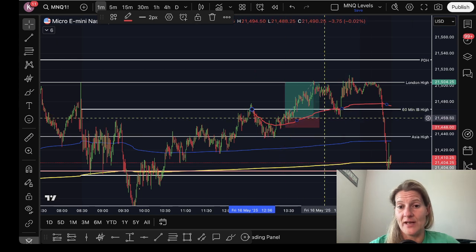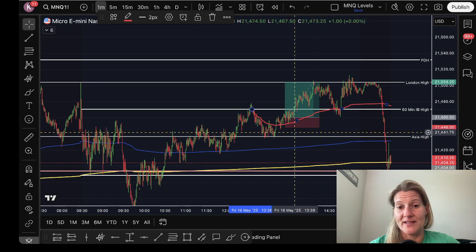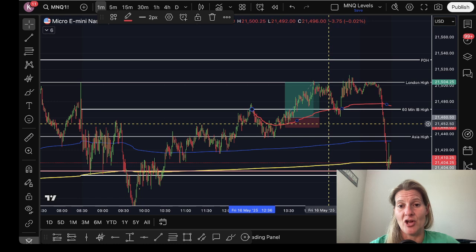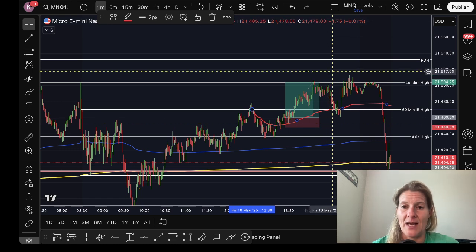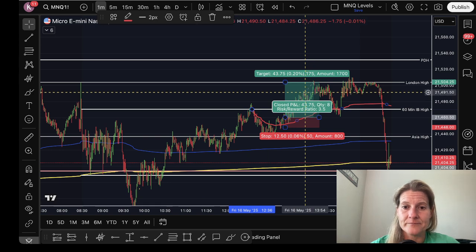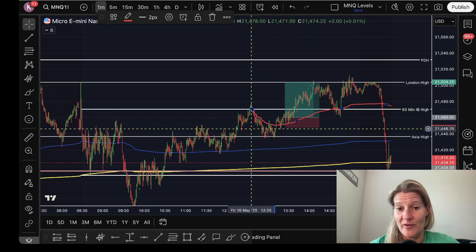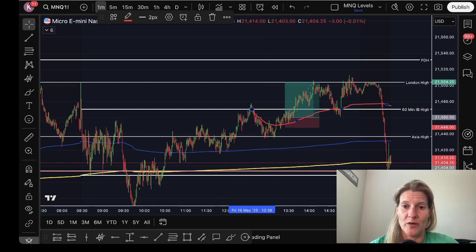I entered right here. And then it gave me a much better risk to reward because I put my stop loss right below this low and I rode it all the way up to London high. So in this case, you can see it was a 3.5 risk to reward. If I had taken the entry over here, that would have been more like a 1-to-1 risk to reward.